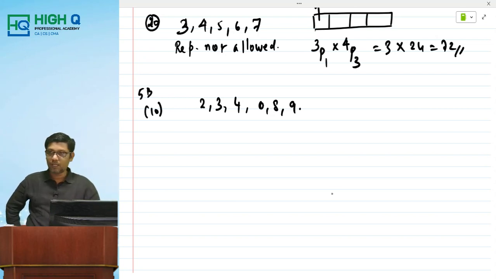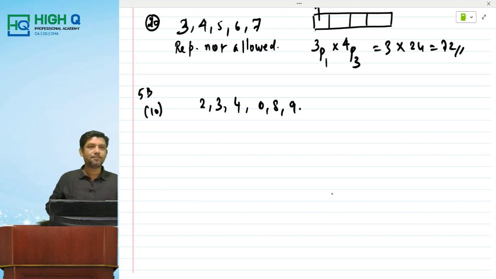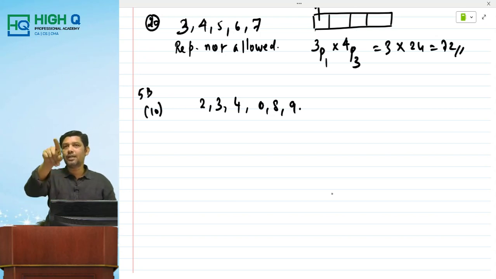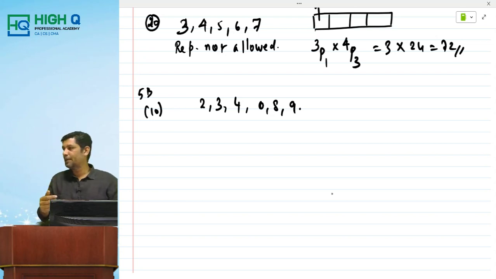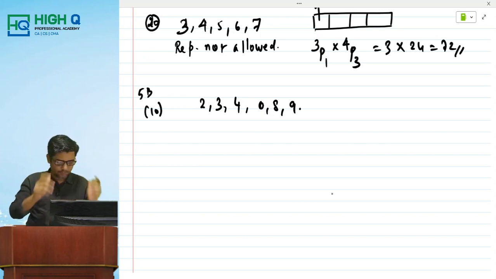Repetition not allowed. How many digits now? The numbers are between 10 and 1000. That means how many digits? The number can be a 2-digit number or 3-digit number, not and. See that or and and play a very important role. And means multiply, you have to multiply it. So either it's a 2-digit number or 3-digit number. Okay.